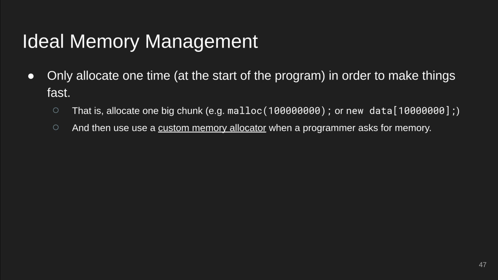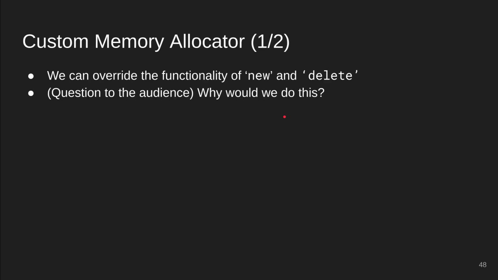It's just already available. And then we can write our own custom memory allocator, for when a programmer asks for memory from this big chunk of memory. So this is the ideal solution. This is ideally what we want to be doing. If we want to write a custom memory allocator, we can override the functions new and delete. And again, maybe I'm giving away why we want to do this, but go ahead and pause and think about why we want to write our own custom memory allocator.